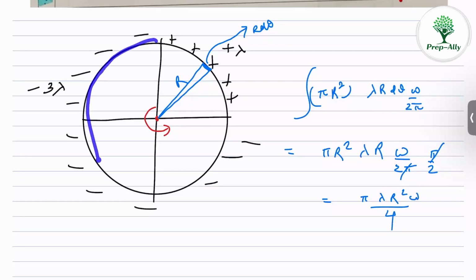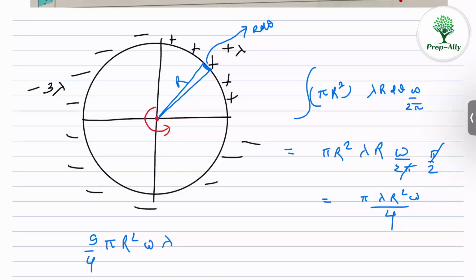What is the magnetic moment of this one? So minus 9 by 4 pi r square into omega, lambda omega.